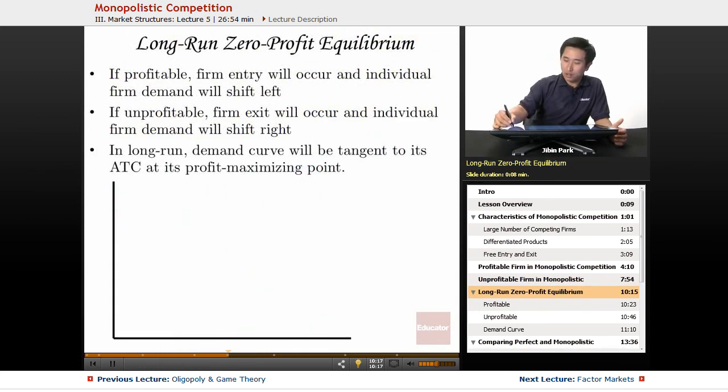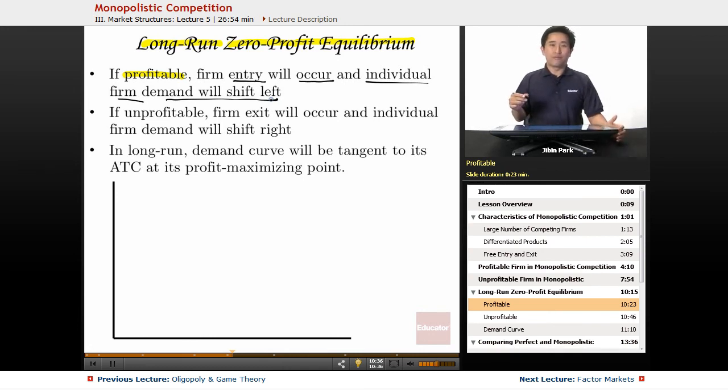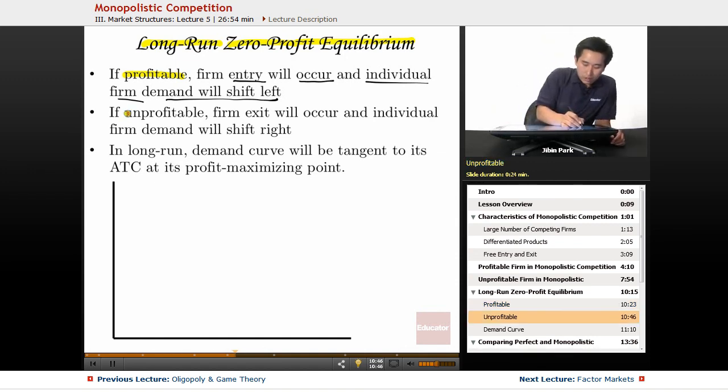You're going to have the long run zero profit equilibrium here. So if profitable, firm entry will occur and individual firm demand will shift to the left. And that makes sense. Firms are going to enter, and what that's going to do is drive out individual profitability for individual firms. Now, in the other situation, if unprofitable, firms will exit, exits will occur, and individual firm demand will shift to the right.